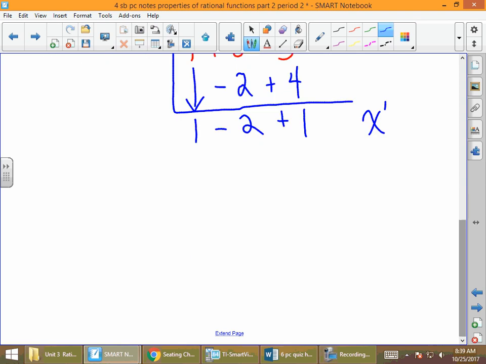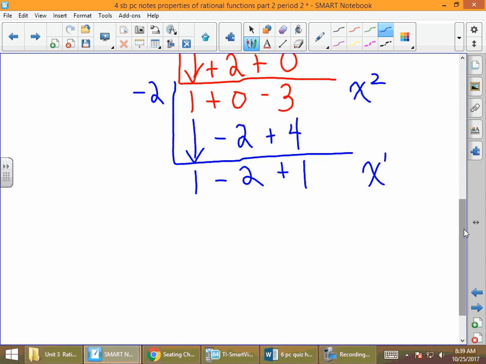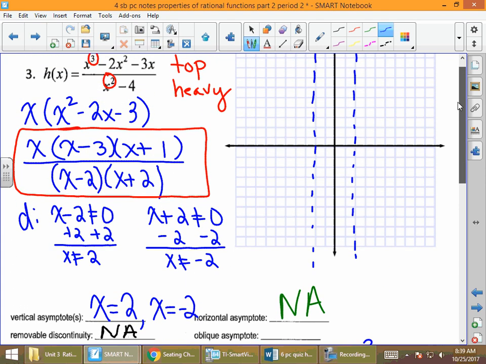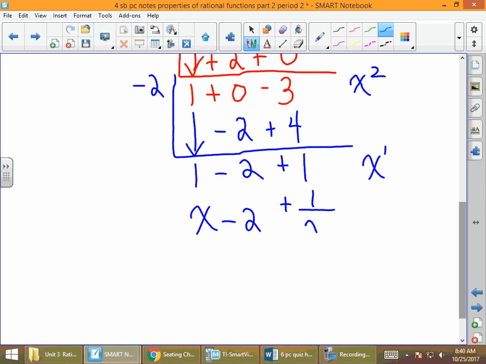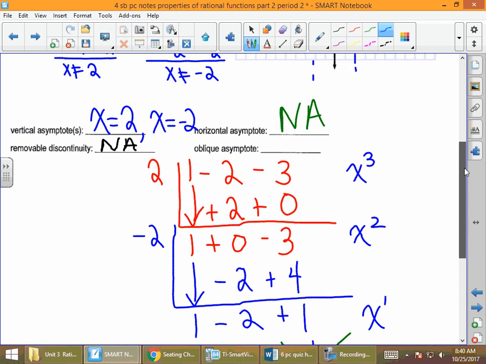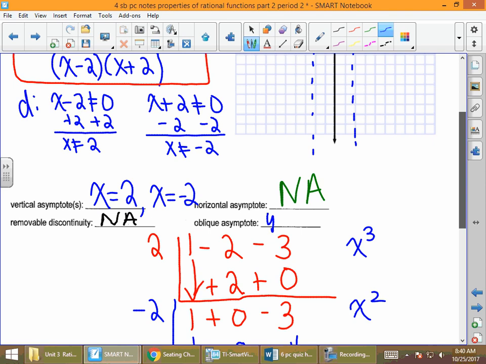And if you think back to our example number 1 from yesterday, this is 1x minus 2 plus 1 over x squared minus 4, I guess. But we don't need to worry about the remainder. We just need the y equals mx plus b. So I'm going to cross that out. And that's going to give us our oblique asymptote, which is y equals x minus 2.